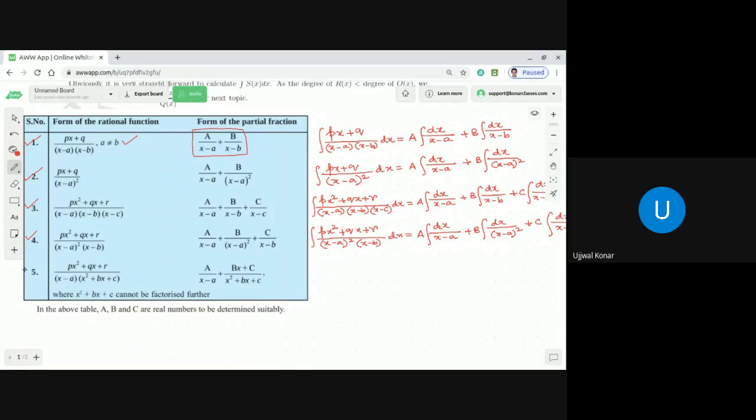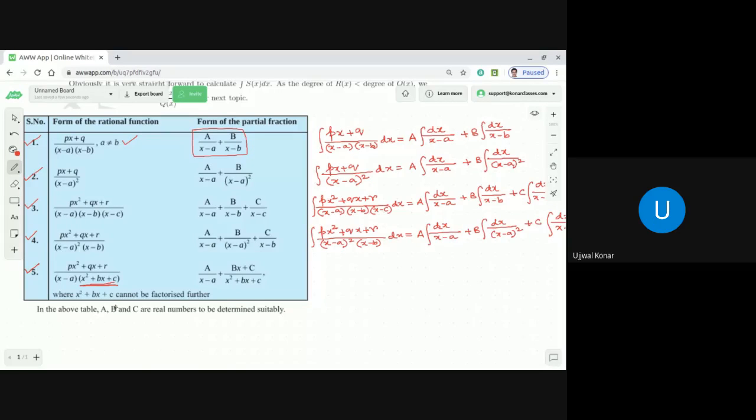For the fifth one, if you see, the numerator is a quadratic polynomial, but the denominator is a cubic polynomial, which is expressed as a product of a linear polynomial and a quadratic polynomial, in which the quadratic polynomial cannot be factorized. What is the quadratic polynomial? x square plus bx plus c. You see here, dear students. Yes. And we are not able to factorize x square plus bx plus c. If we factorize, then it actually turns out to be either case 3 or case 4, isn't it? Yes. If you look at it minutely.